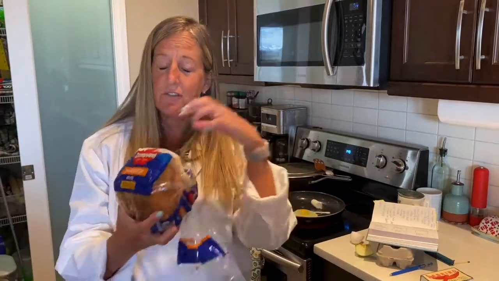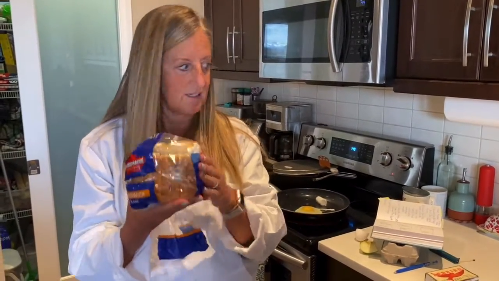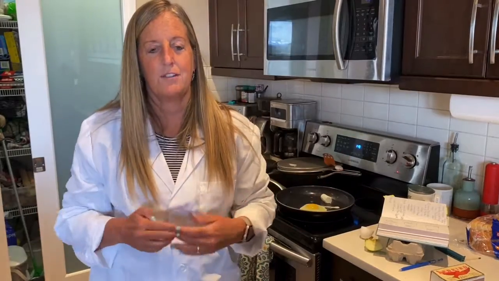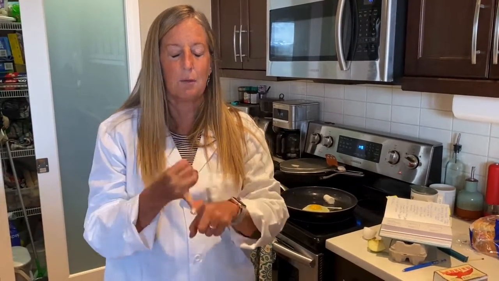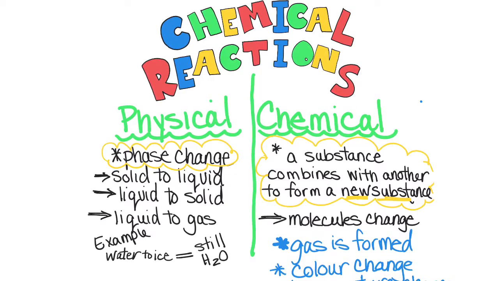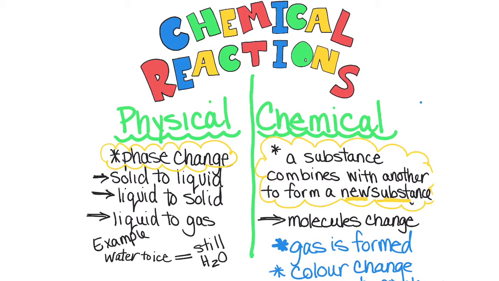You take all these different substances, you put them together, and out comes a new product, a new substance, which is bread. These are all different reactions happening all around us, and that's what we're going to be talking about this week. What is the difference between a chemical reaction and a physical reaction? There are physical and chemical reactions.